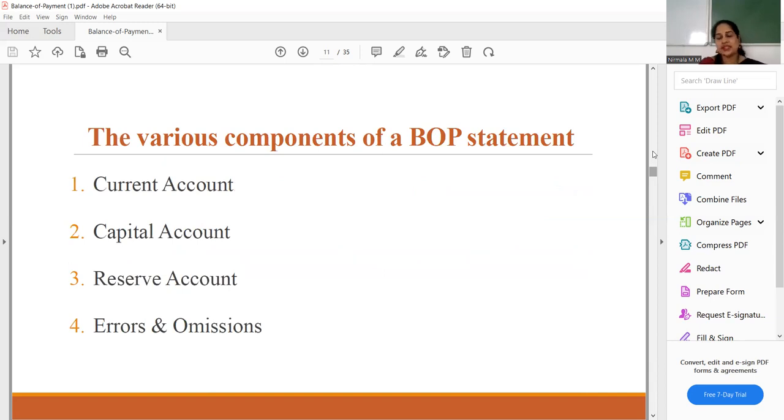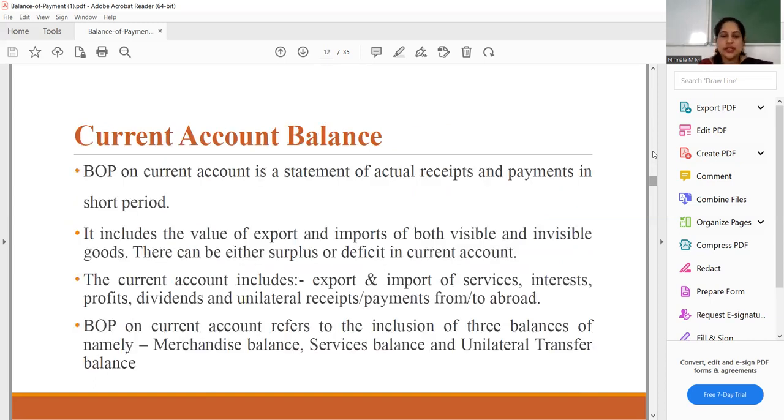The various components are, for example, current account, capital account, reserve account, and errors and omissions. The current account is a statement of actual receipts and payments in a short period, which includes all the exports and imports of an economy, both visible and invisible goods. And this can be either a surplus or a deficit as well.